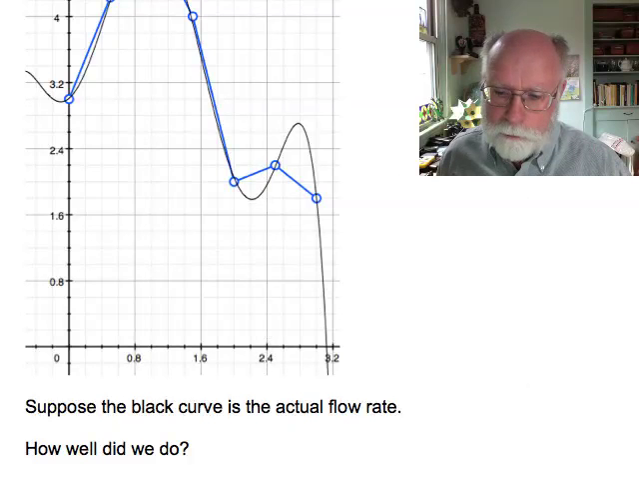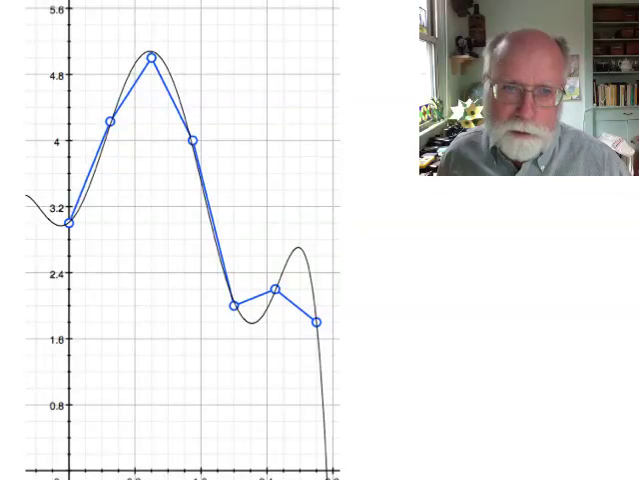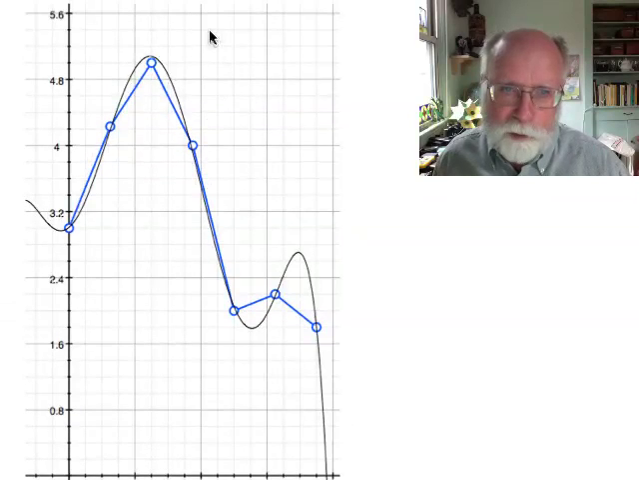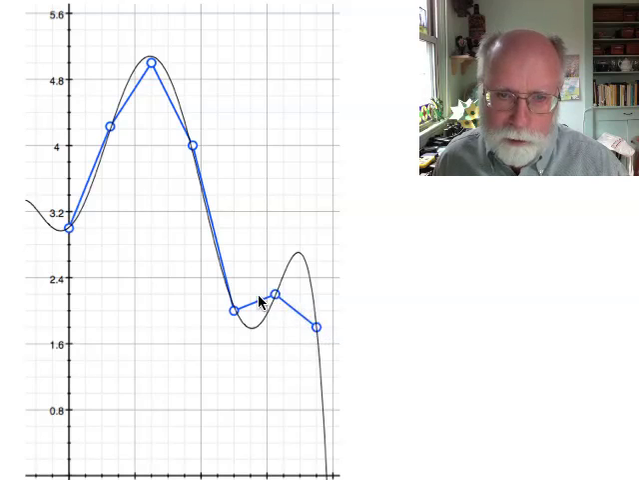Well, suppose this black curve is actually what was going on. Suppose the data points were just taken off of that black curve. Well, up here, the straight line approximation is doing quite a good job of approximating the curve. When we get down here, it does a particularly poor job of approximating the curve.